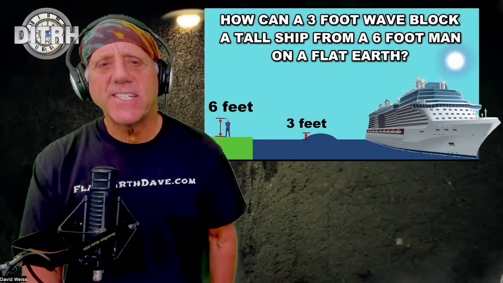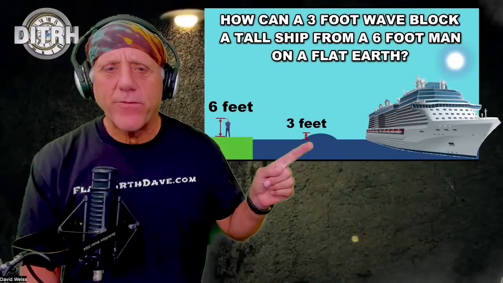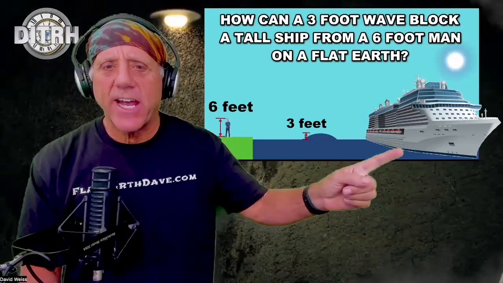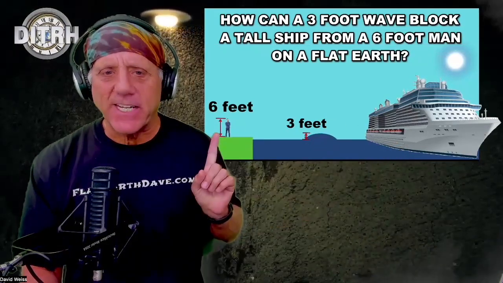Okay, the question is asked, how can a 3-foot wave block a giant ship from a 6-foot tall man? So here I have a bunch of pencils on the floor. They're going all the way across the room. You'll see them a little better as they go down. And you see the space between them is equal. But as they go down, the spaces get compressed.